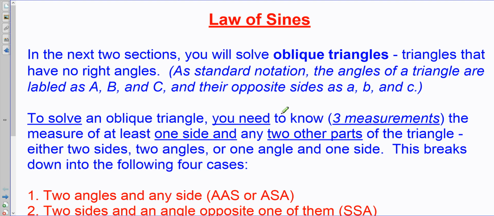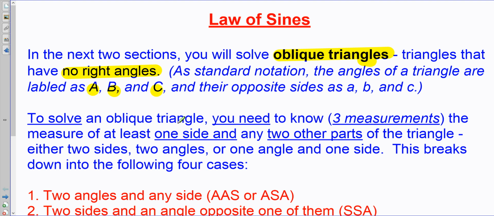We have that right there. Oblique triangles are ones that do not have right angles. In trigonometry, normally we use right triangles, and that's where the unit circle comes from. Well, now we're going into oblique triangles. A standard notation is that the angles of a triangle are labeled as A, B, and C.